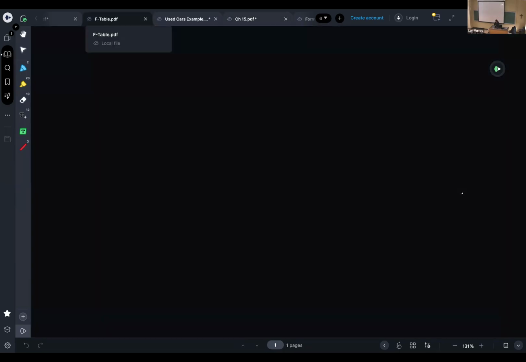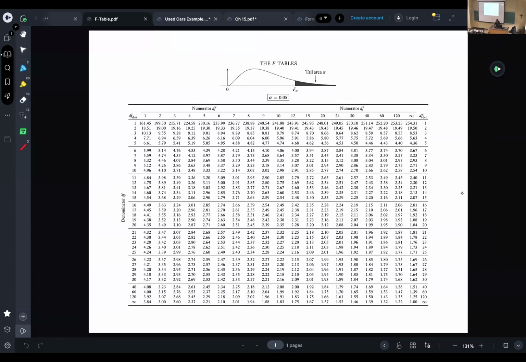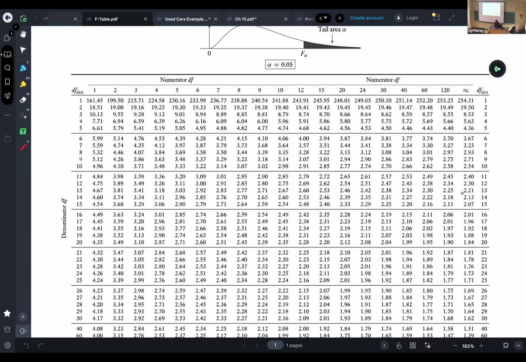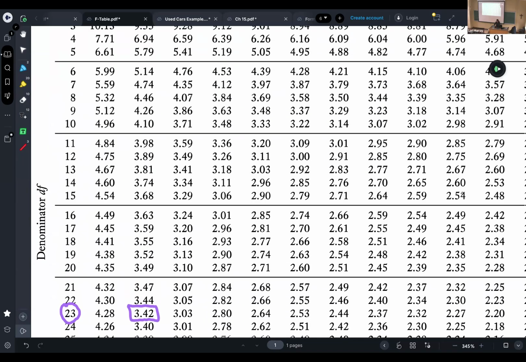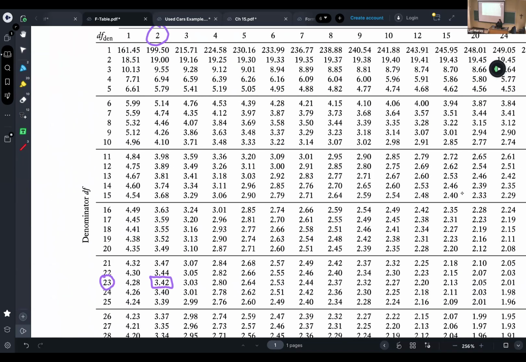So let's get the F table and see if we can find those. We want 2. This is our numerator, 2 predictors. And our denominator will be n minus k minus 1, which is 23, which is right here. And we find the cross tabulation. Can everyone see that? 3.42. Right, 3.42.